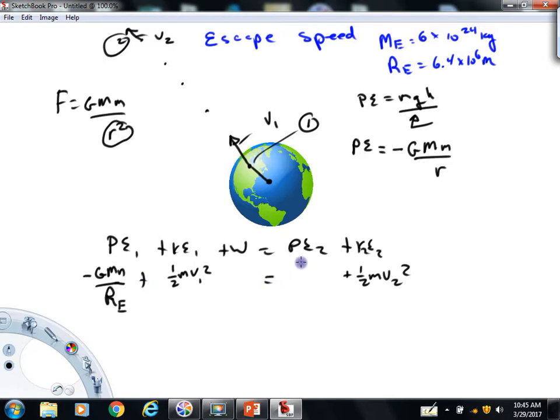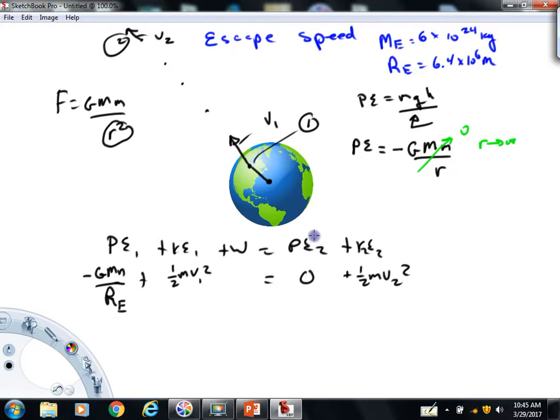The PE2 term. So this object here at position 2, the r would be from the object to the center of the Earth. And the idea here is that position 2, this thing's gone. R is getting bigger and bigger and bigger, or mathematically we say R is going to infinity. When R goes to infinity, this potential energy term goes to 0. Or we say that the datum is at R equals infinity. So the PE2 term is 0.